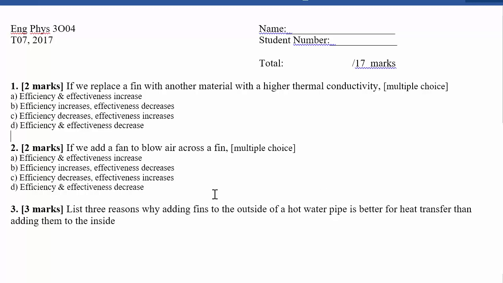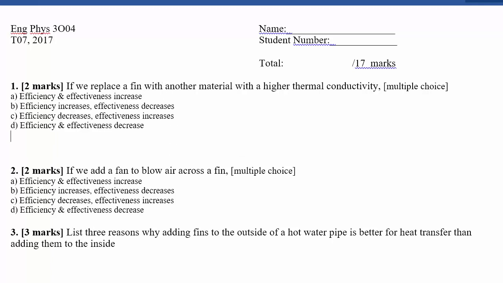Hello, this is going to be test prep for test number 7 for 3004 in 2018, looking at test number 7 from 2017. Question 1. If we replace a fin with another material with a higher thermal conductivity, K, then figure out what happens to the efficiency and the effectiveness.